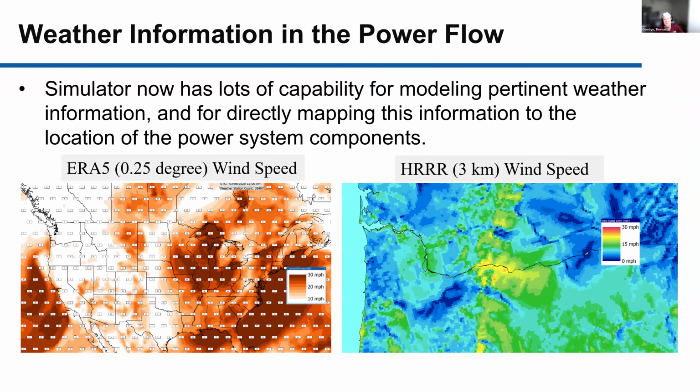Okay. That's just some visualizations of weather information that we can do in PowerWorld Simulator. The one on the left is wind speed coming out of ERA 5. ERA 5 is a data set that has good data worldwide going back to 1940, but it's only on a 0.25 degree grid. The other one on the right is HRRR data. HRRR stands for High-Resolution Rapid Refresh data, which is for the CONUS part, the contiguous US, and it's 3 kilometer grid data. So it's got a much higher resolution.